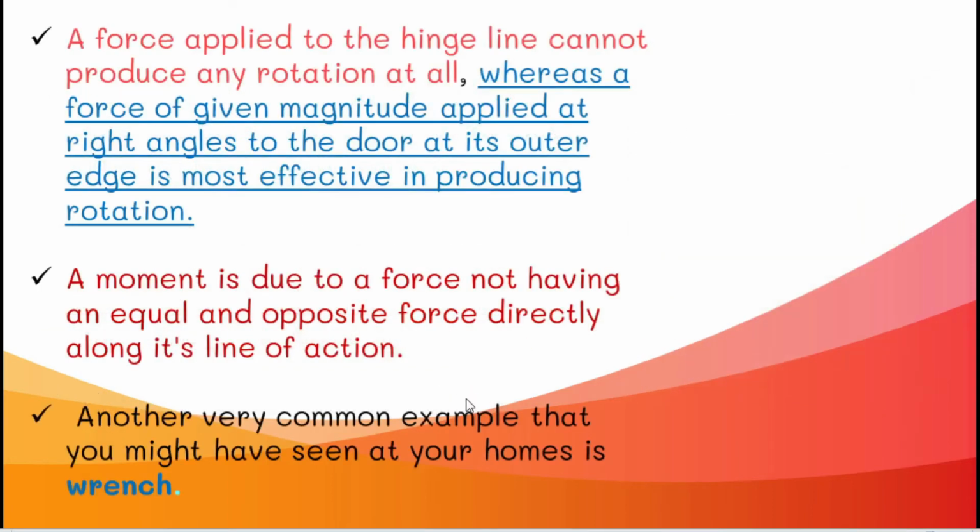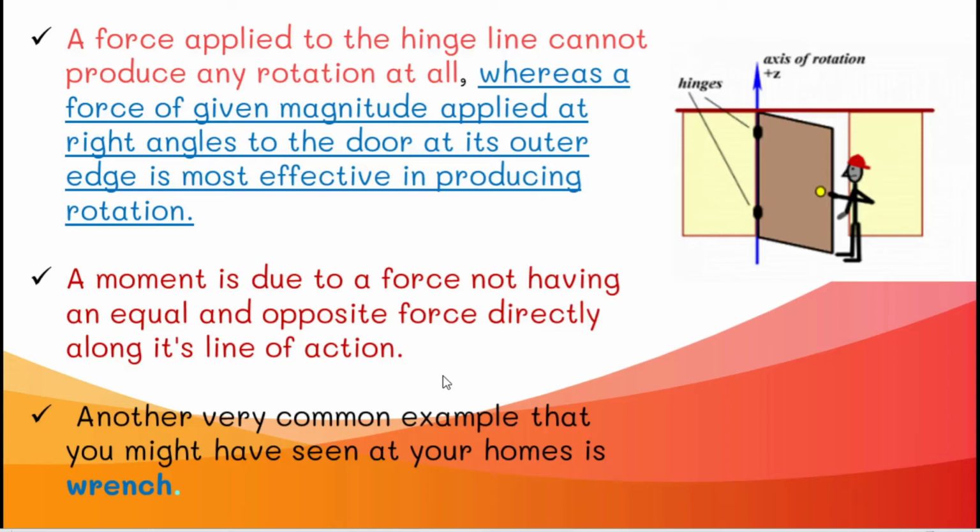Students, I think you are clear with the help of the example. Let me clarify one more time. A force applied to the hinge line cannot produce any rotation at all. Without pushing the door, if you push the hinge, is it possible to rotate the door? No, we cannot. If you apply the force on the hinges, the door does not move from that place. Whereas a force of given magnitude applied at right angles to the door at its outer edge is most effective in producing rotation.